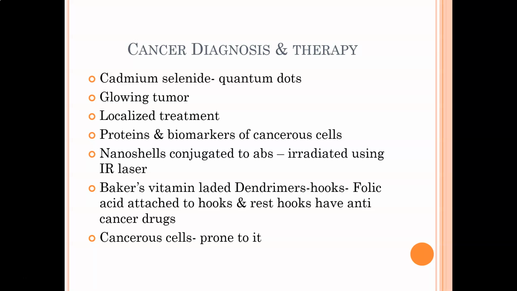You can also have nanoshells which can be targeted towards cancerous cells by conjugating them with antibodies. These nanoshells will exactly go to the cancerous cells and bind because of the antibodies which are specific to the cancerous markers. Once they bind to these cancerous cells and move into them, you can irradiate this region using infrared light or an infrared laser.